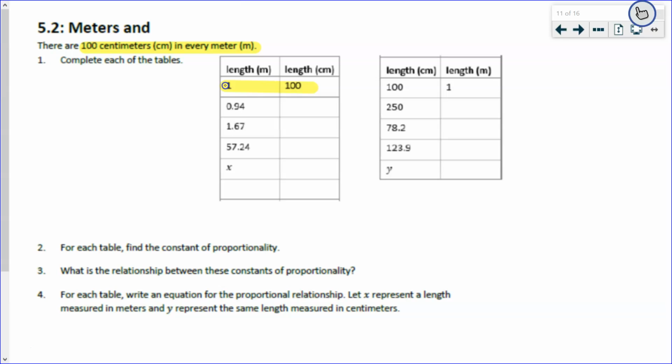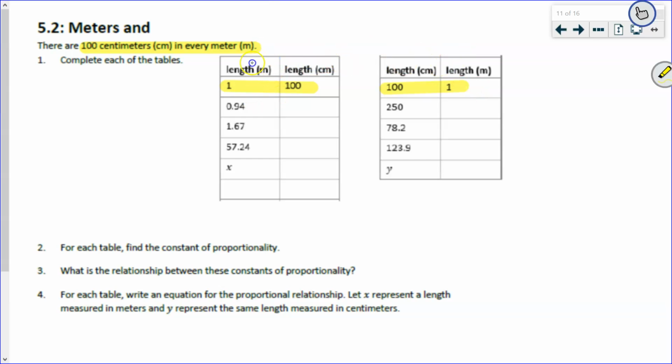Right here. So use that information to fill in the rest of the table. But wait, because I'm going to give you a lot to accomplish in this next step. I need this table to be completed, but I also need this table to be completed. So we see that same information, 100 centimeters in every meter. So the same information, compare first. What's similar and different between these two tables?